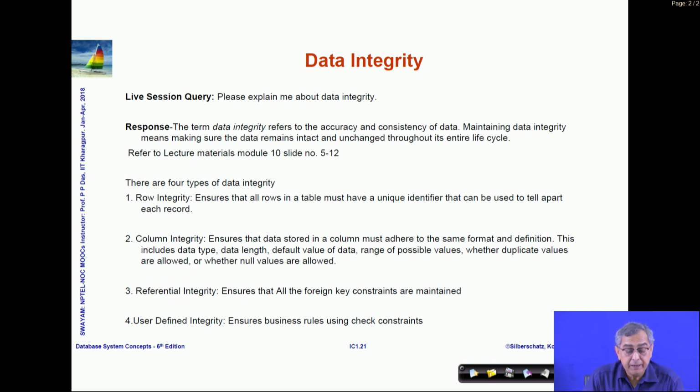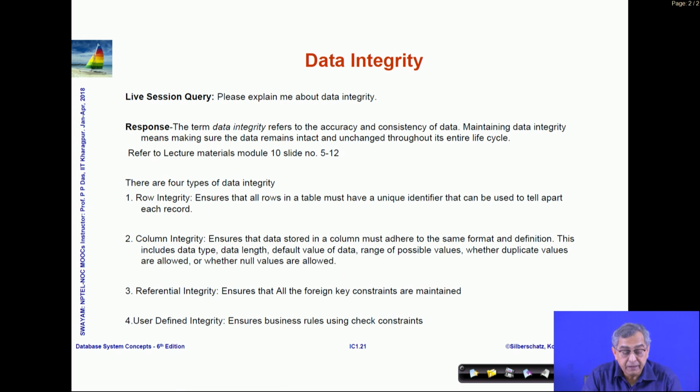Data integrity, again we have discussed this. I do not know why you always ask questions which are very generic. It does not help the whole discussion. It is there in the lecture material, it is there in the video, you could just refer to that. Just to remind you, there are 4 types of data integrity that need to be looked at regularly.